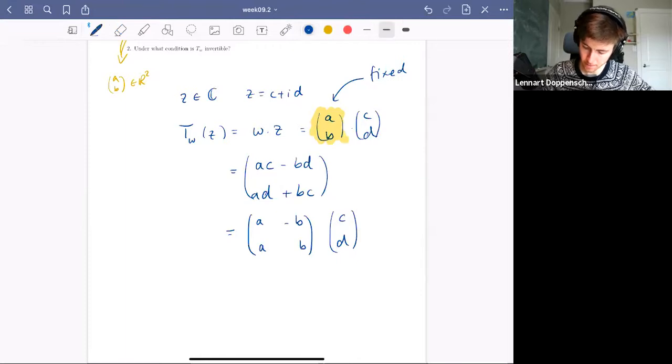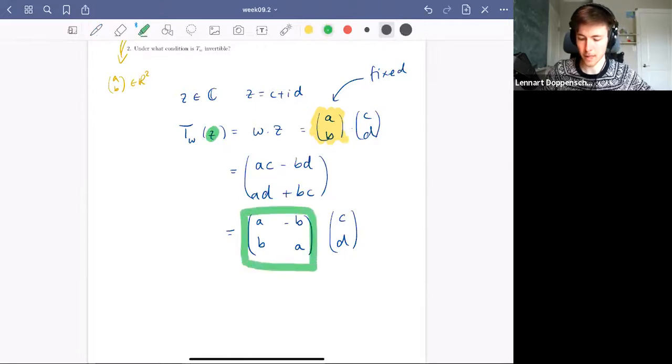b and a. Yeah, this is correct. So just by knowing that a and b are fixed numbers, they don't change with the input, so they're independent of the input z, I can create this matrix. So this is the matrix representing multiplication with a plus ib from C to C.